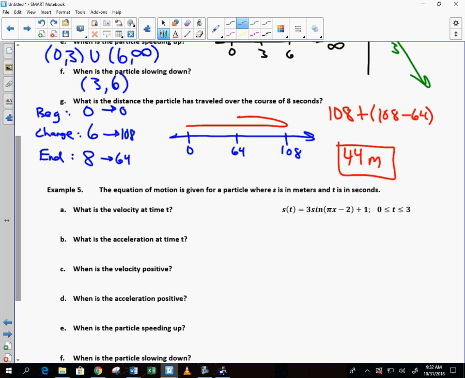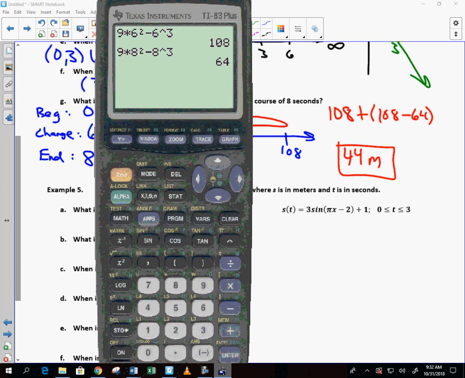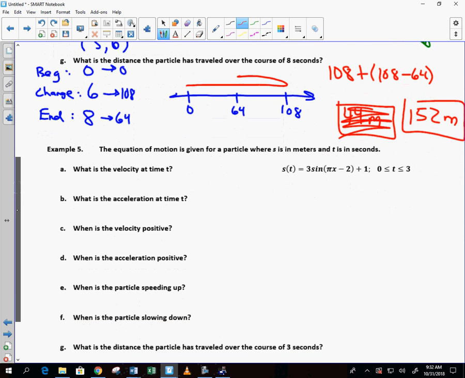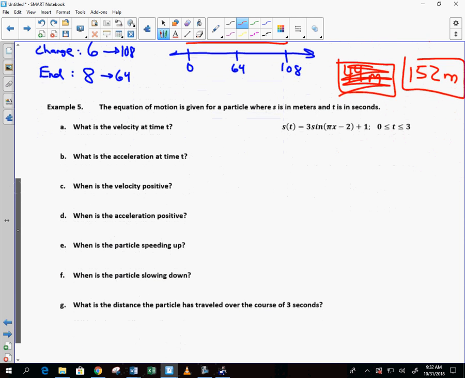We all good? Or is that not? Well, why'd you guys tell me 44? Oh, okay. Sorry. I just trusted your answer. Very good. 152 meters. So 108 minus 64 is 44. There you go. Not to trust your answer all the time and make sure I work it out myself.